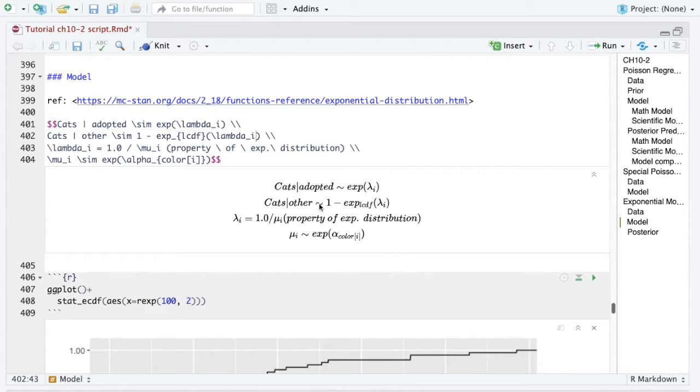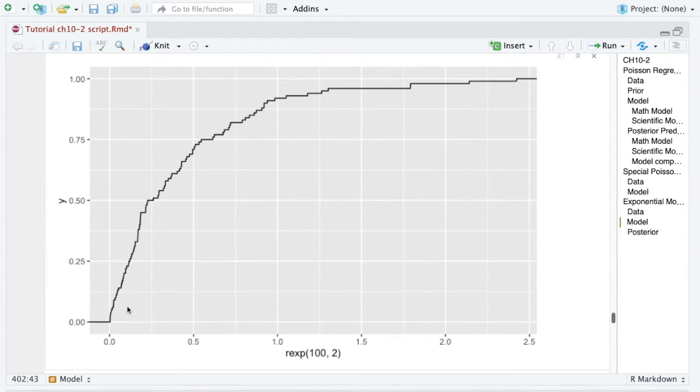So 1 minus the cumulative distribution, or we can call this the complementary cumulative distribution, CCDF, will give us the probability a cat is not adopted by the same number of days. You will notice that actually we only need one parameter, the lambda value in the exponential distribution, and we can model two different groups of cats. And this is the visualization of the cumulative probability of the exponential distribution. So this area above the cumulative probability and below p equal to 1 is the CCDF, the complementary cumulative distribution.